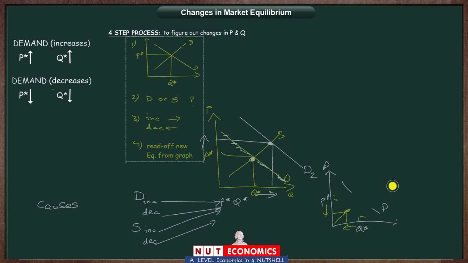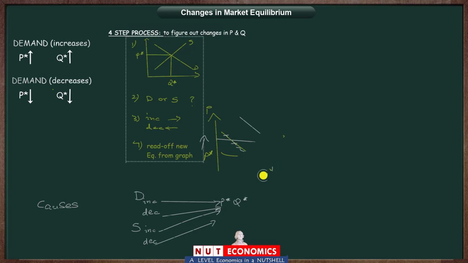Now I am intentionally making some very rough graphs over here because this is how I want you to practice it a few times and get comfortable with using this graph to work out the impact on price and quantity when either of these changes in demand and supply takes place. So let me do the other ones over here as well.